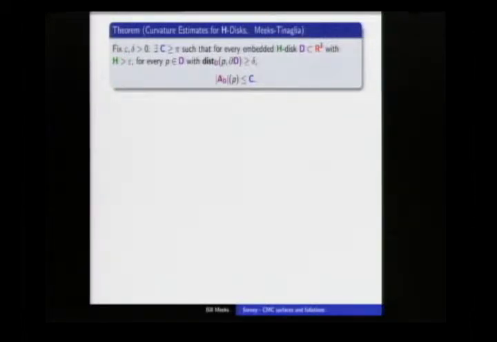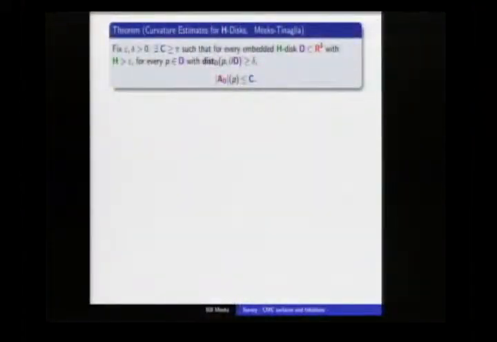Notice that helicoids don't have curvature estimates. You can take a helicoid and homothetically shrink it, right? And the curvature will blow up at the origin, so you can be far from the boundary and have big curvature. So we need some estimate on the mean curvature to get a curvature estimate. That's where the epsilon comes in.